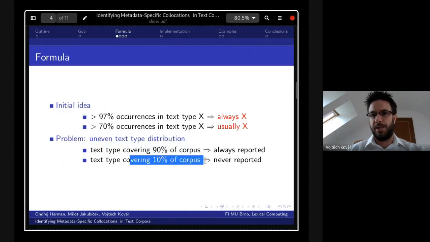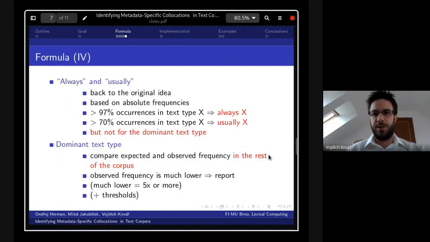The second problem listed here is already fixed by the especially label. And for the dominant text type, we do an even more elaborate thing. We compare expected and observed frequency in the rest of the corpus, and if the frequency is much lower in the rest of the corpus than in this dominant text type, we will report usually or always this dominant text type.